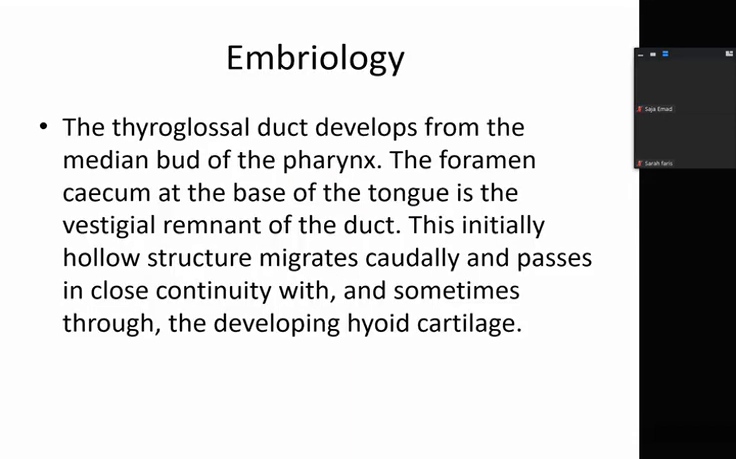I will give you an embryological brief. The thyroid duct develops from the medial body of the pharynx. The foramen cecum at the base of the tongue is the vestigial remnant of the duct. This initially hollow structure migrates caudally and passes in close continuity with, and sometimes through, the developing hyoid cartilage. Okay?